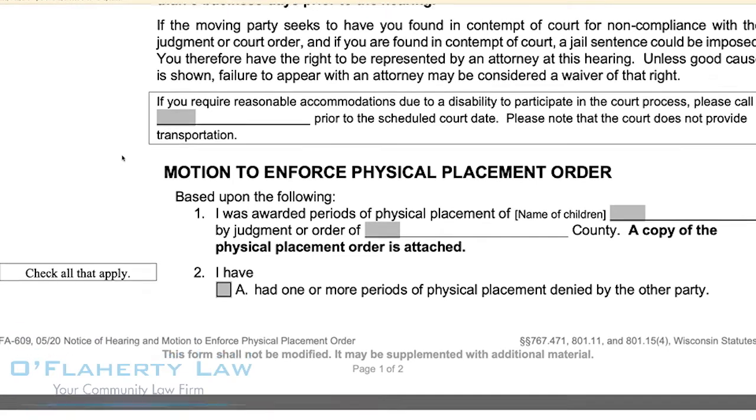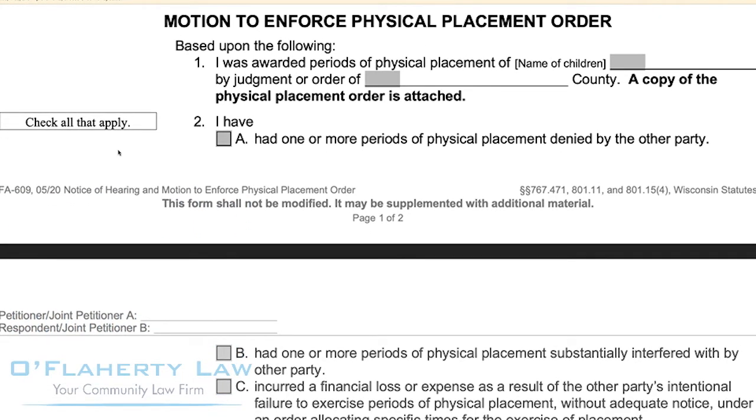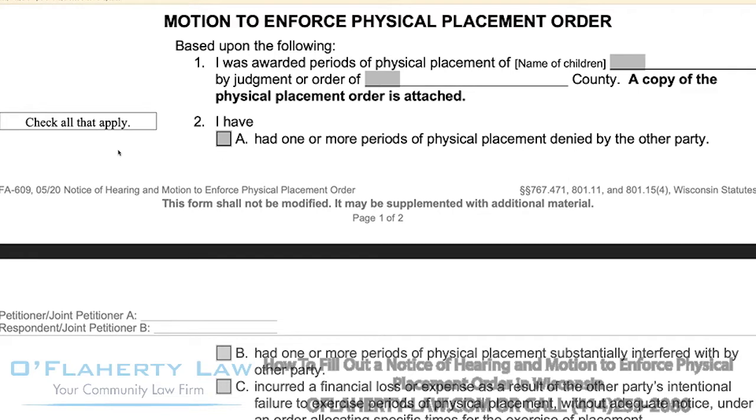Moving on to the motion. So you're asking the court for something. You want relief. You want this order enforced. So starting at number 1, based upon the following, I was awarded periods of physical placement of, then you list the children, by judgment or order of, then you list the county, and you attach a copy of the physical placement order. You've got to have a copy of the order you're trying to enforce. Have it next to you when you're filling this out.